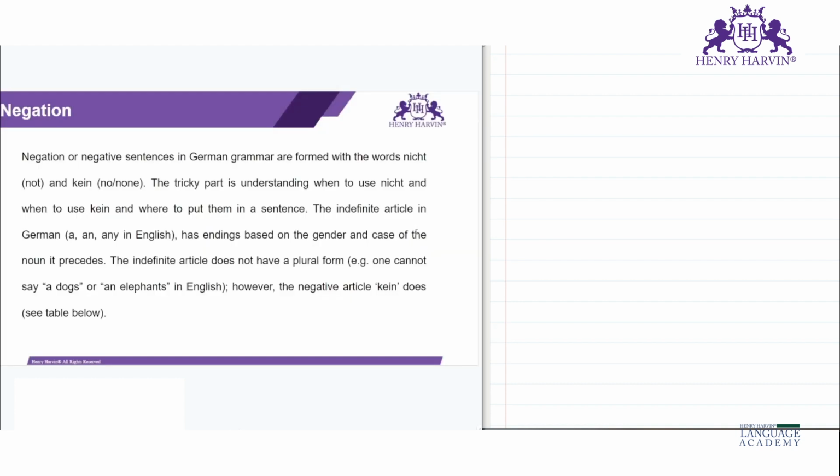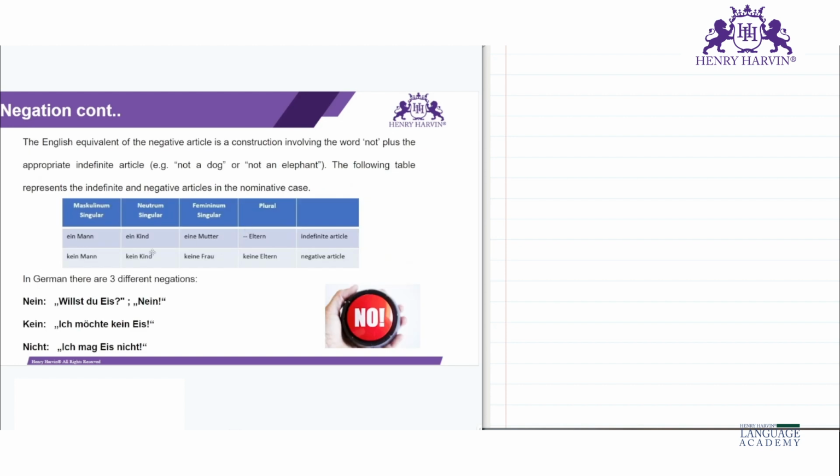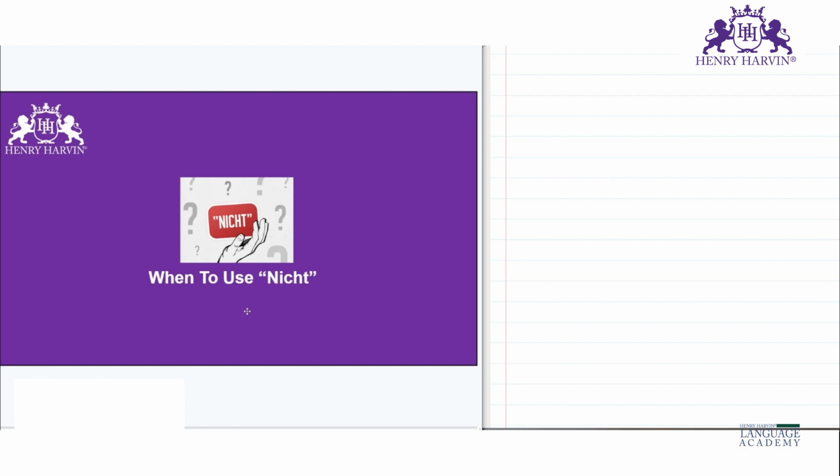Negation or negative sentences in German grammar are formed with the words nicht and kein. Nicht means not and kein means no or no one. This is a tricky part to understand, but kein mostly goes with the indefinite article of German. So here we have the word nein: Willst du Eis? Nein. Kein: Ich möchte kein Eis. Nicht: Ich mag Eis nicht. Three different sentences with three different uses.